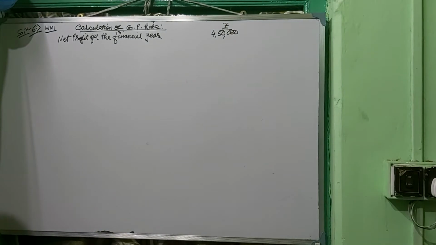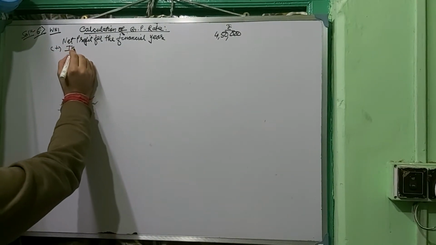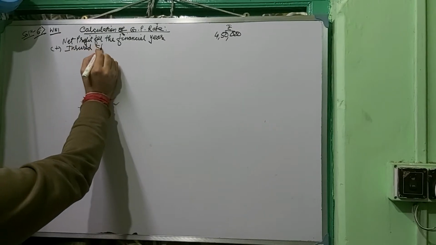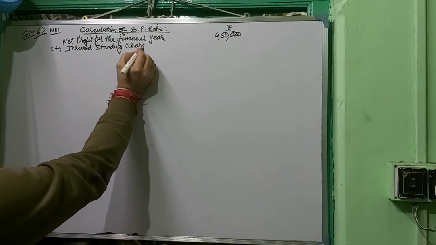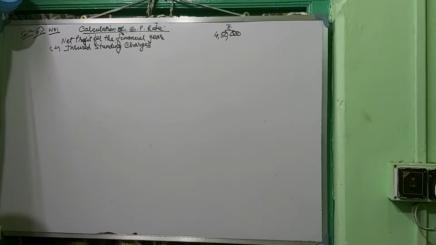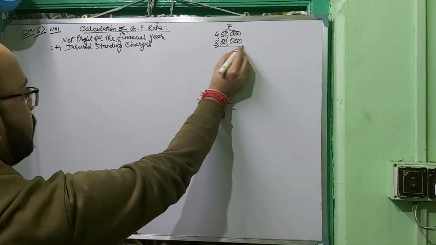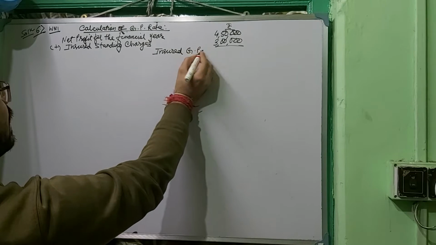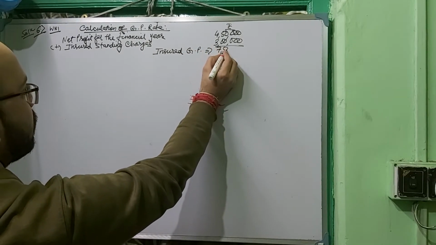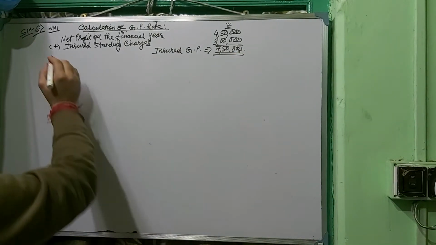Okay, it's been given in the sum, and insured standing charges have to be added up. Add insured standing charges, which is given as 3 lakh. So insured GP is basically 7,50,000. Now you have to see what the sales are.